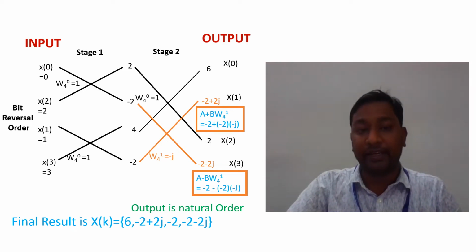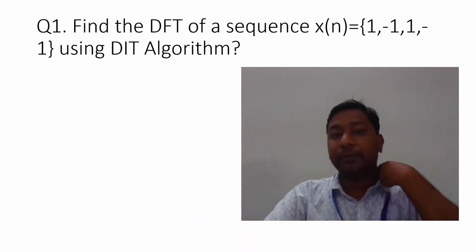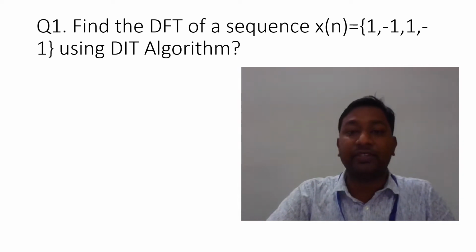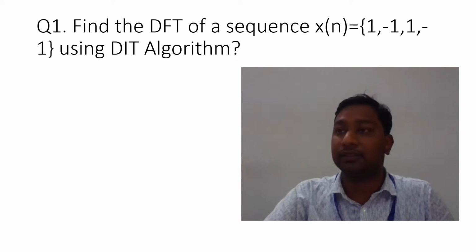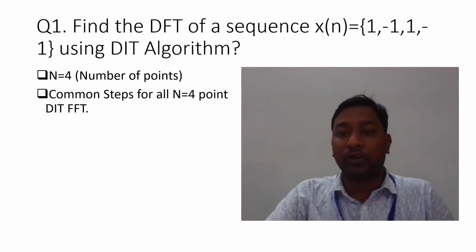First we will see the things which are common to all the cases, then we will find out the two butterfly diagram, stage 1 and stage 2, and we solve the stages. Now let's see another question: find the discrete Fourier transform of the sequence x of n = 1, minus 1, 1, minus 1 using the DIT algorithm. Here also the capital N value is not mentioned, so the number of points in this sequence is 4. So we'll consider capital N equal to 4.